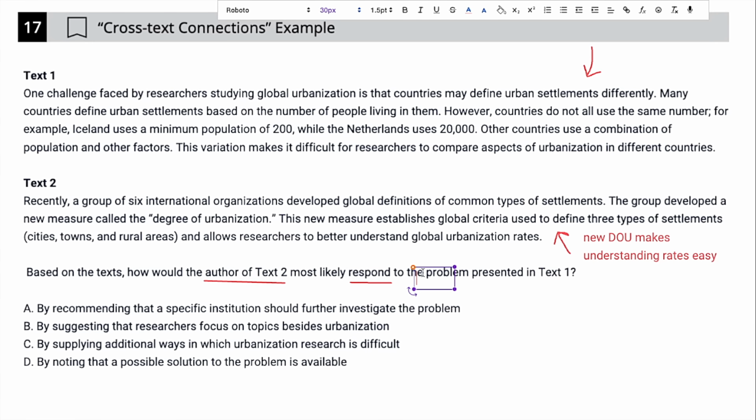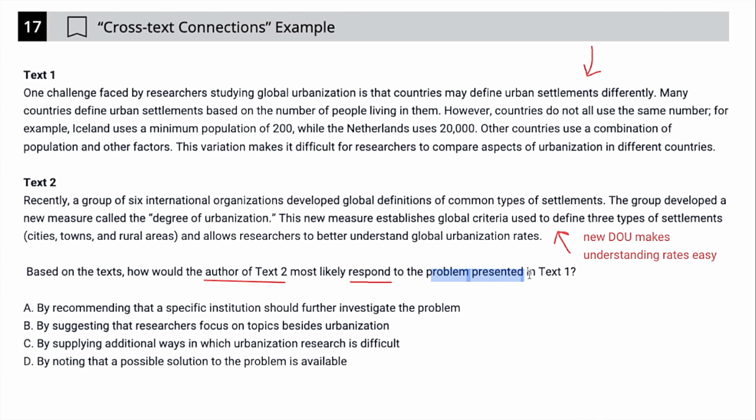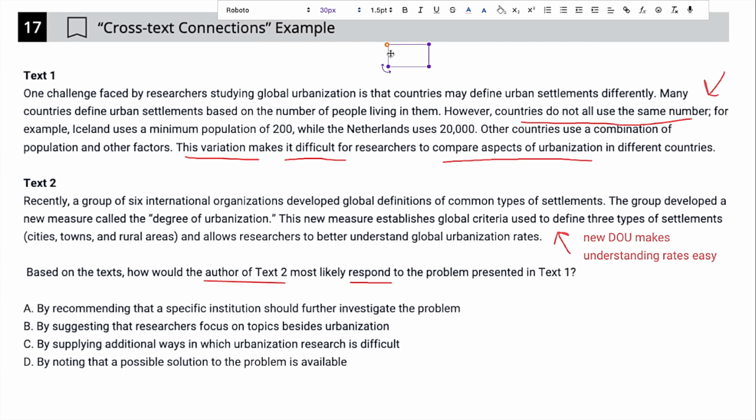And it does say respond to the problem in text 1. So I want to look specifically for what the problem is. This variation makes it difficult to compare aspects of urbanization. What variation are we talking about? Countries do not use the same number. And again, this is talking about urbanization rates. So already, because I know that text 2 says this new DOU makes it easy, I would respond with something like, well, use DOU, man.